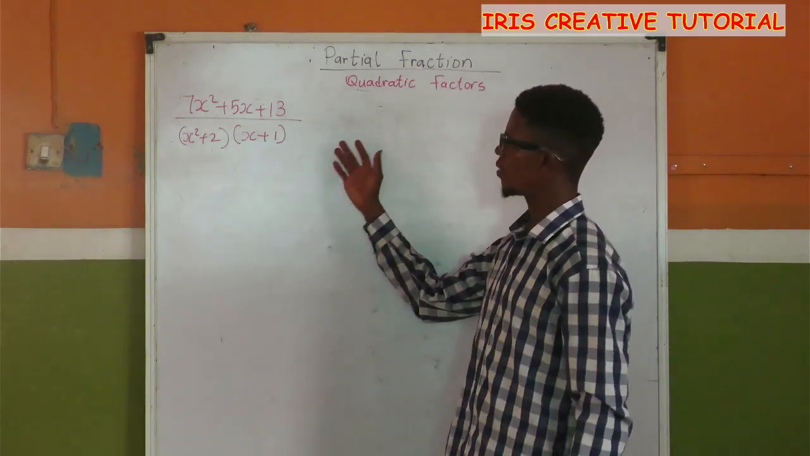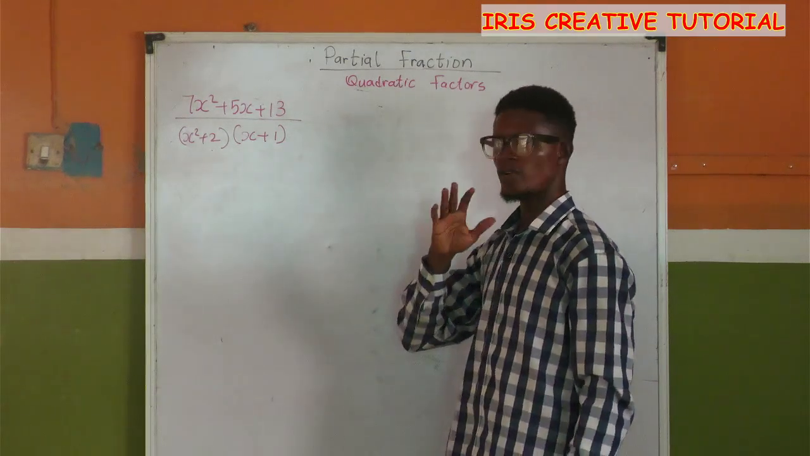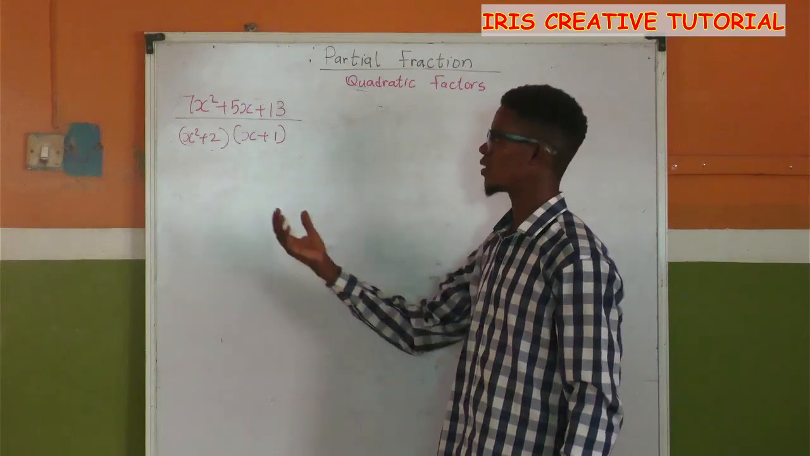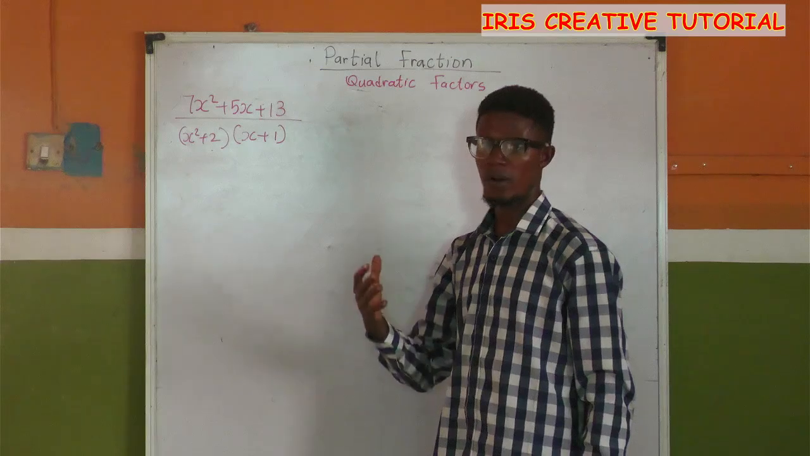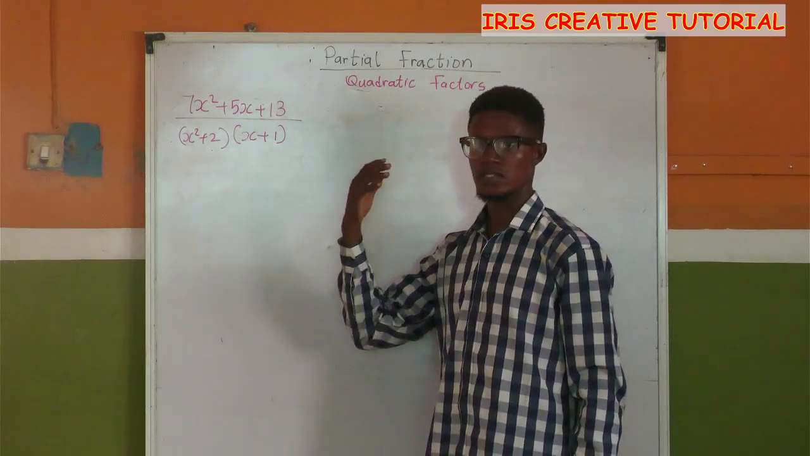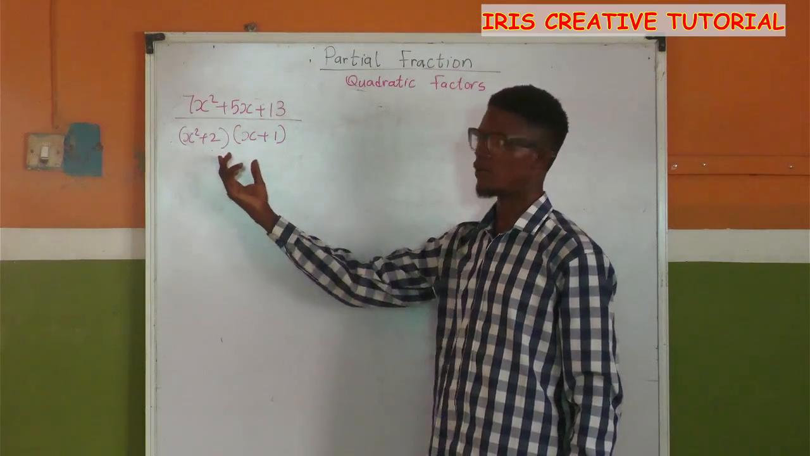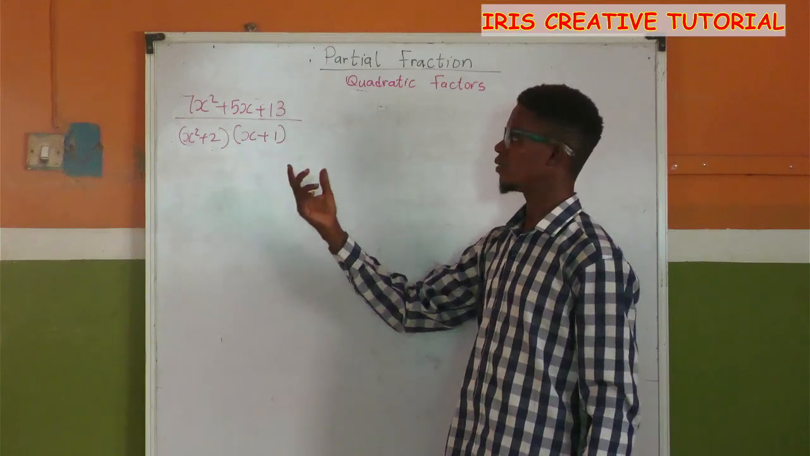Today, like I said, we're looking at quadratic factors. But the kind of quadratic factors we are going to be examining are quadratic factors that are not factorizable. Now we know that a quadratic factor has the highest power as 2. And in this case we have x squared plus 2 in our denominator. You get me now?